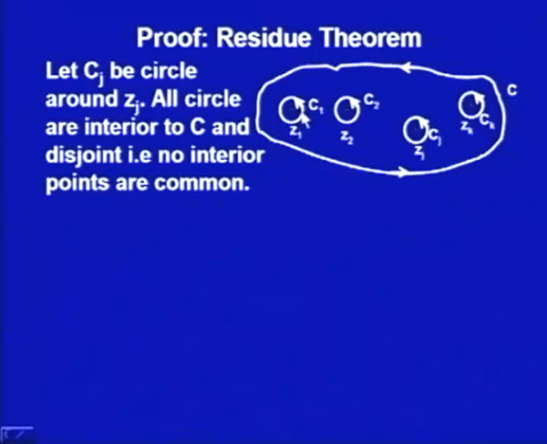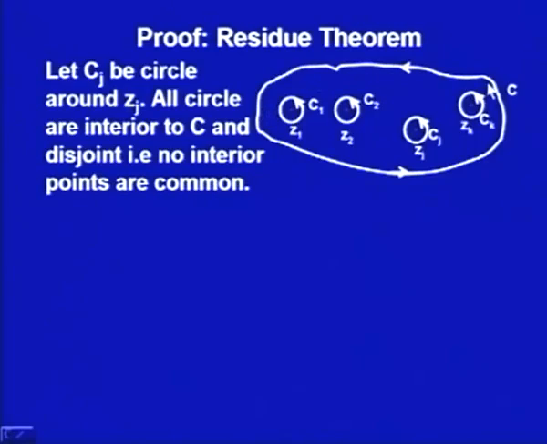Suppose there is no singularity in between, but I do not want a circle going up to here and then another circle going up to here. So, we want them disjoint also. If we have it like this, then what do we have? Let us see this region which is enclosed by this contour C, this region is interior to C.